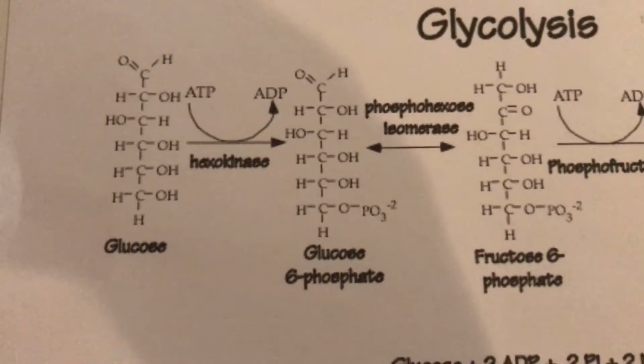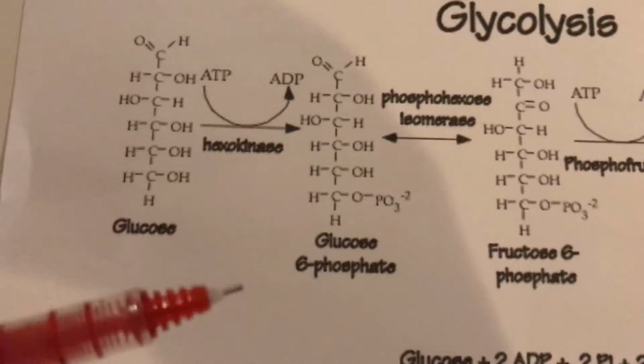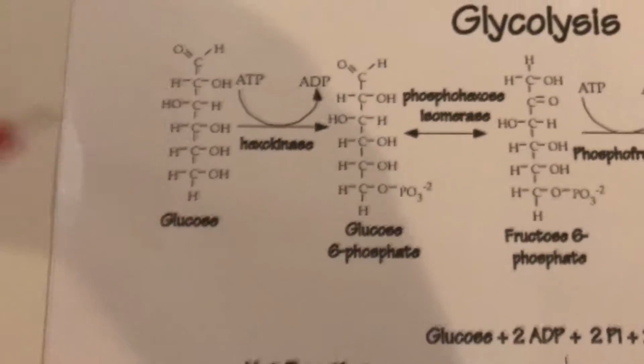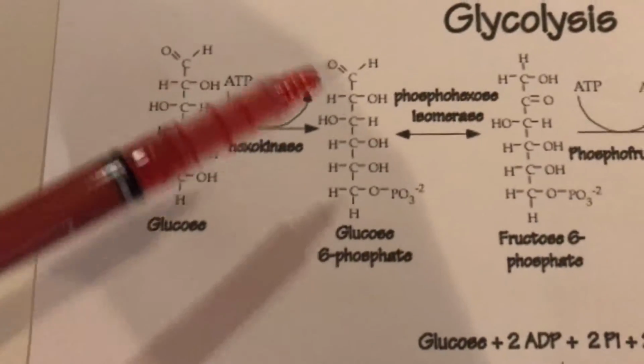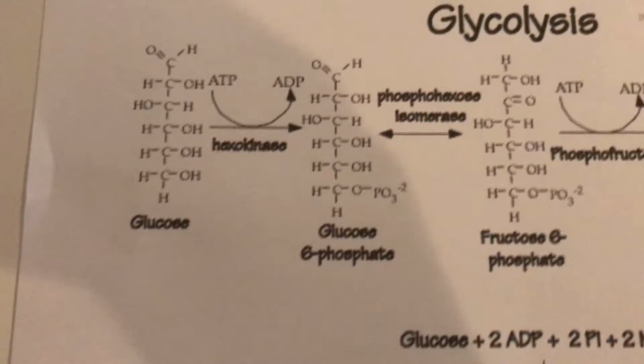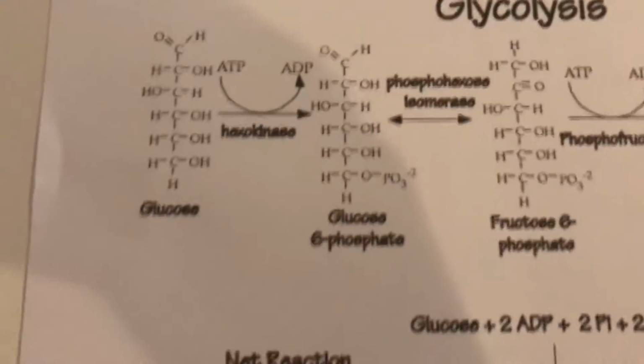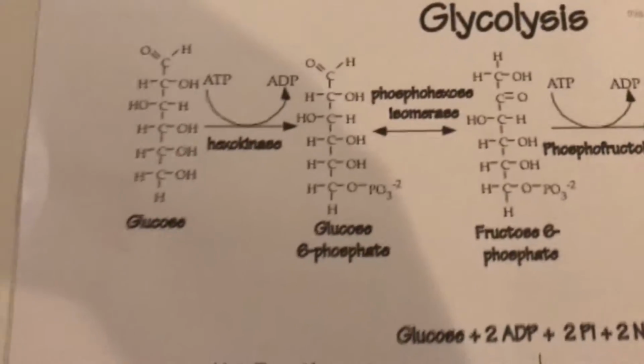In this video, we'll be learning about the entire process of glycolysis. Glycolysis is basically the initial reaction that takes place that converts glucose into two molecules of pyruvate.